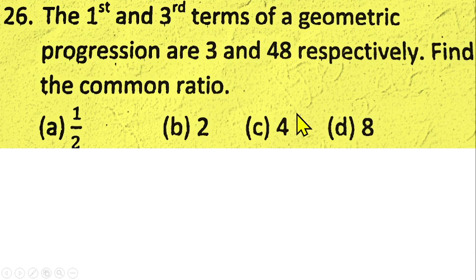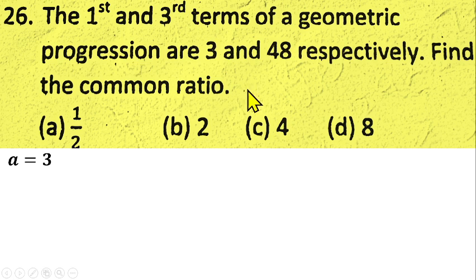Question number 26 is from sequence and series, geometric progression. The first and the third term of a geometric progression are 3 and 48 respectively. We have to find the common ratio. So the first term is a, so you'll have a equals 3, and we are given the third term.